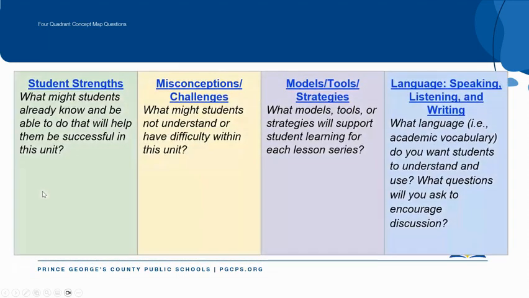As we wrap up completing our unit planner, consider the student's strengths, misconceptions, challenges, models, tools that you will need, and strategies to support your students. And language, speaking, writing, and listening. What language or academic vocabulary do you want students to understand and use? What questions will you ask to encourage discussions?